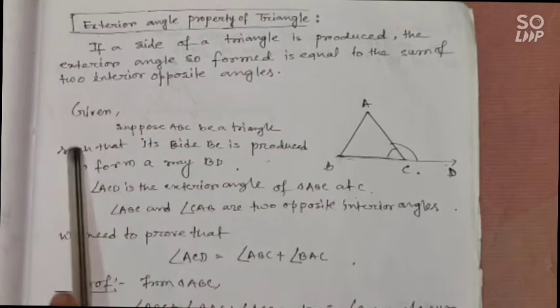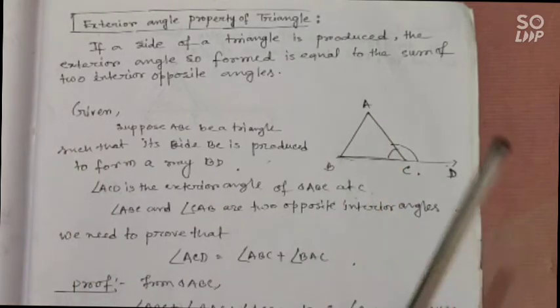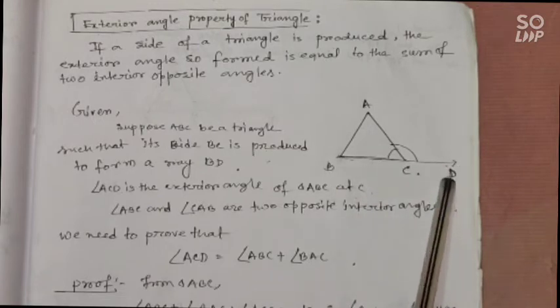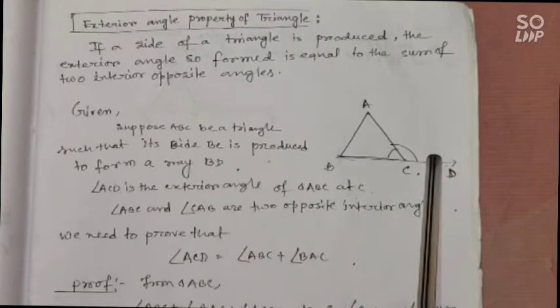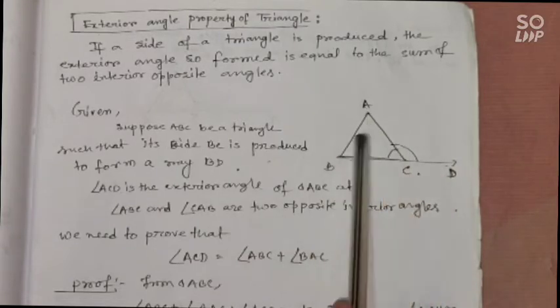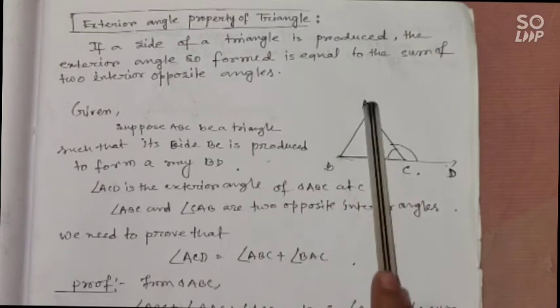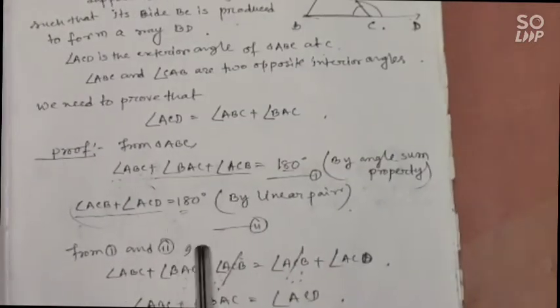First of all, you have to write what is given to you. Suppose ABC is a triangle, so that its side BC is produced to form a ray BD. So, angle ACD is the exterior angle. Angle ABC plus angle CAB, these are the two opposite interior angles. We need to prove that angle ACD equals angle ABC plus angle CAB. Now, we will start our proof.